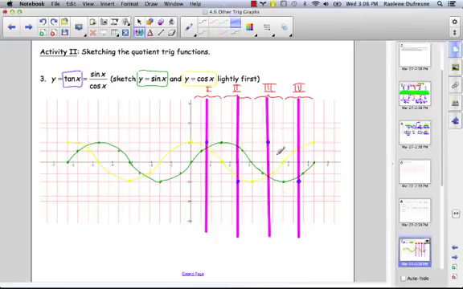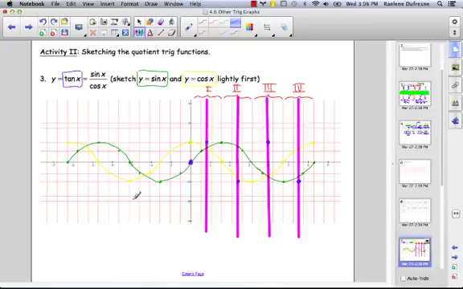We're not going to plot a lot of points. These are 4 good anchor points, but we are also going to take a look at what happens in the quadrantal angles. So at 0, sine of 0 is 0, cosine of 0 is 1, and the tangent of 0 is 0. So we have an x-intercept.